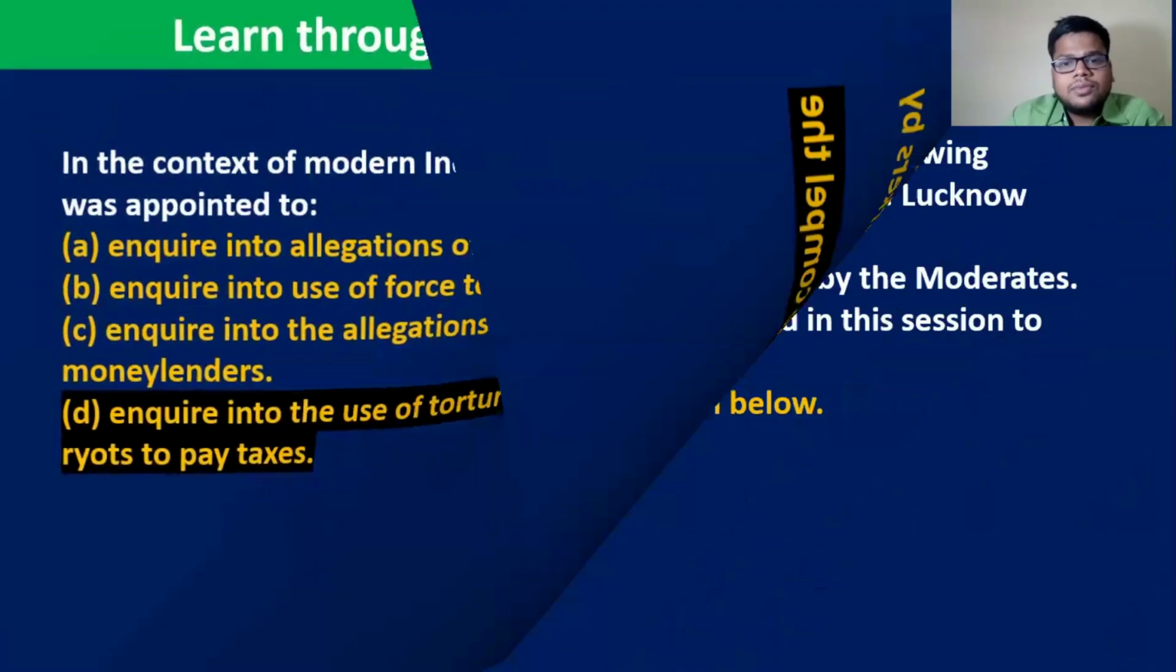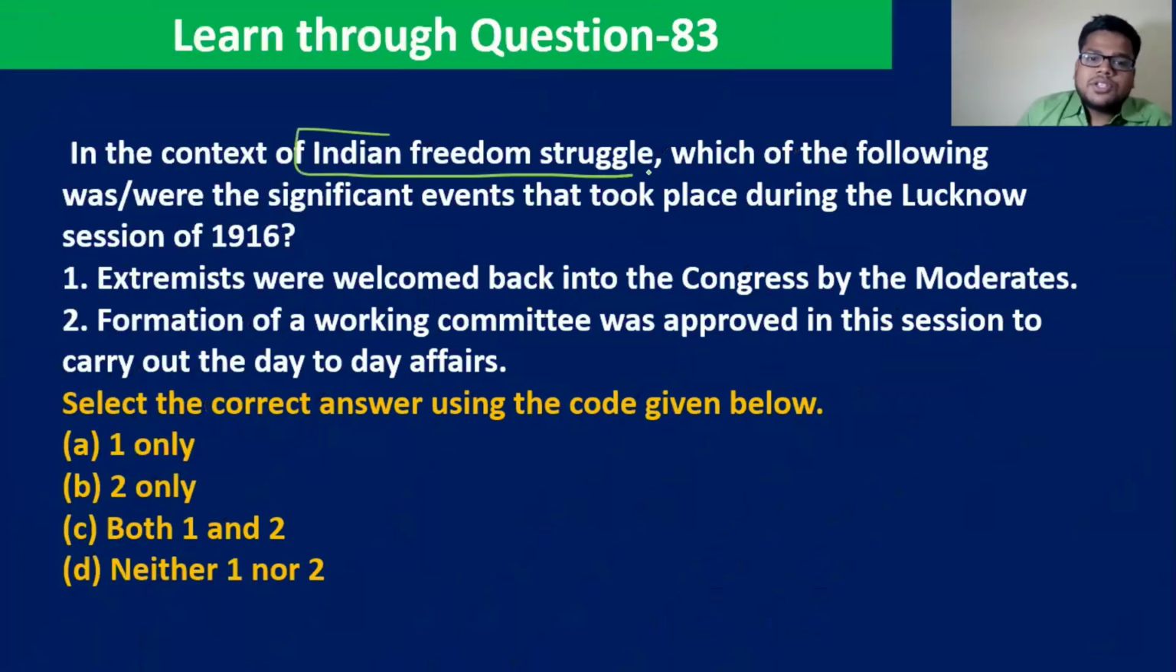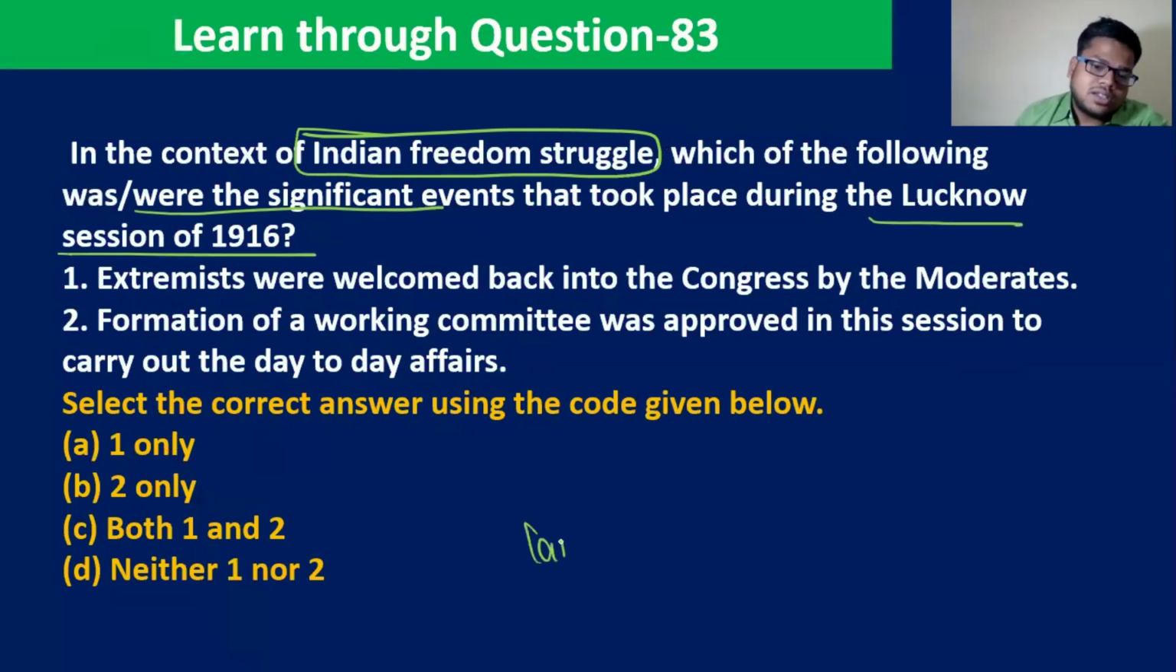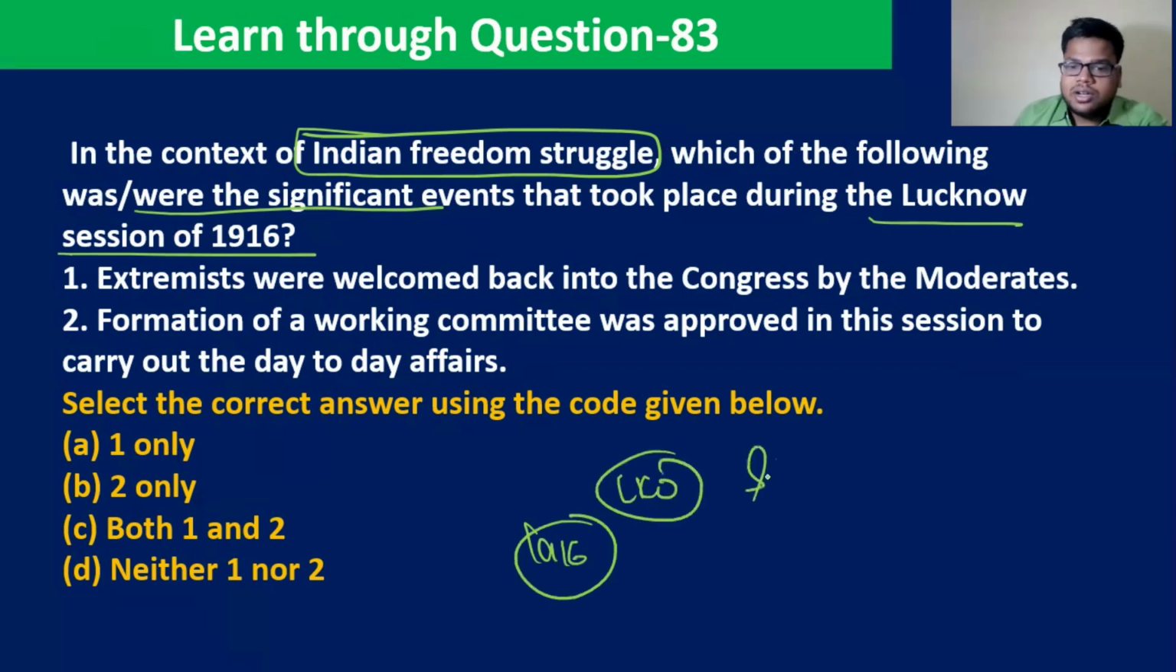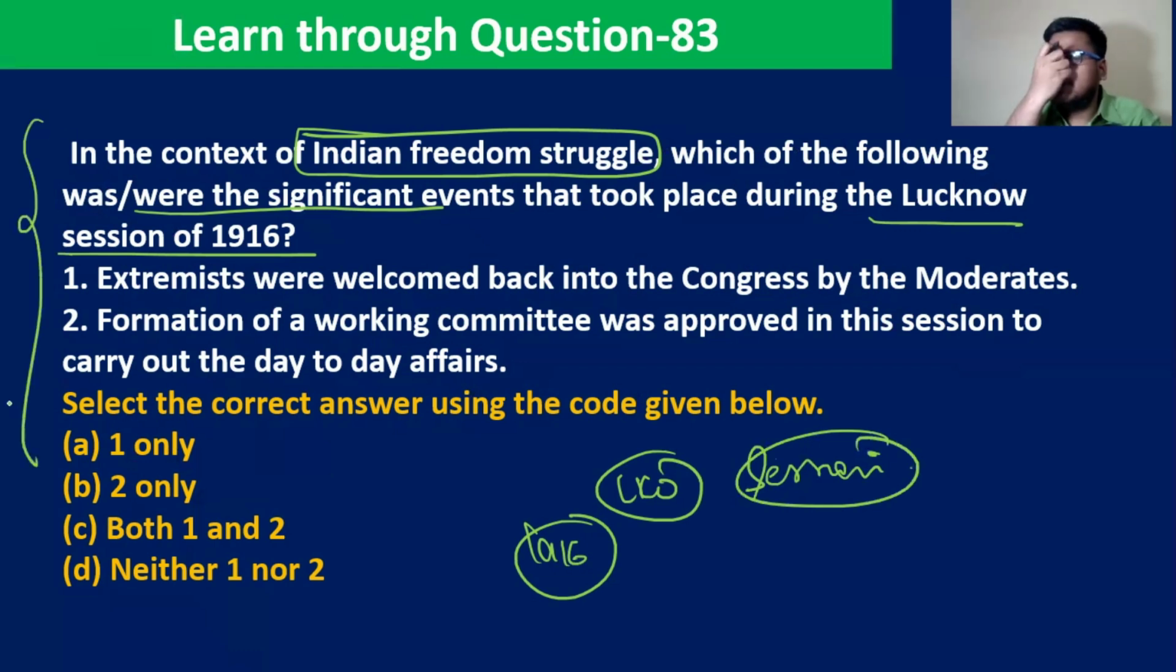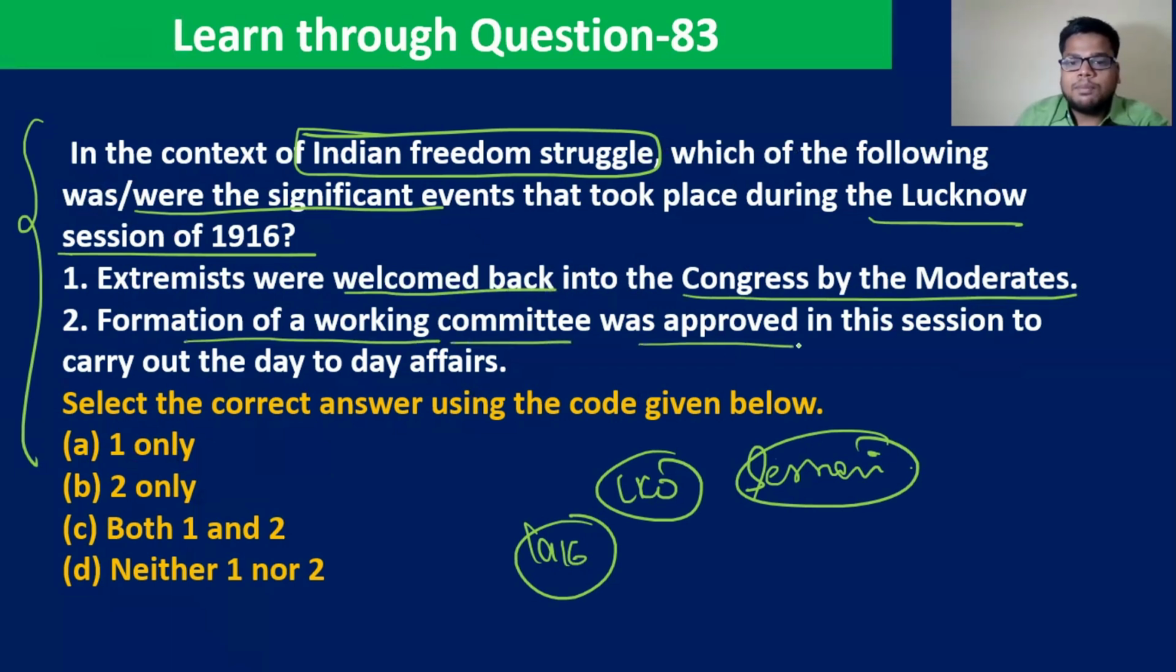So, small steps. Next question: in the context of the Indian freedom struggle, which of the following were the significant events that took place during the Lucknow session of 1916? We have discussed the Lucknow session in detail, right? They're asking which events took place. First, extremists were welcomed back into the Congress by the moderates. Second, the formation of the working committee was approved in the session to carry out the day-to-day affairs. You can pause and try to answer the question. The second statement is a tricky one.